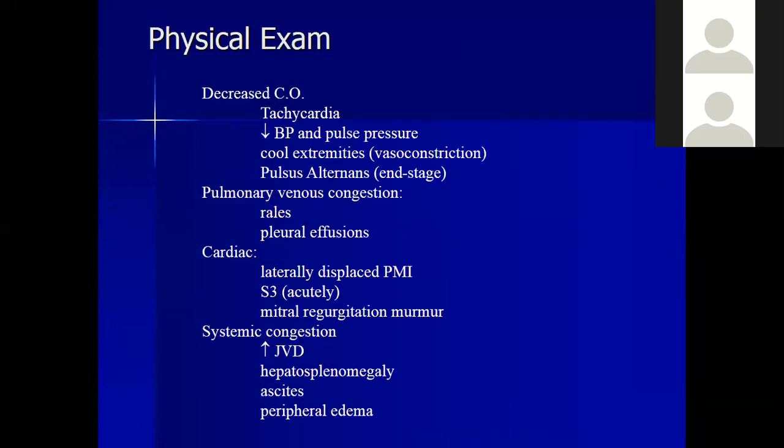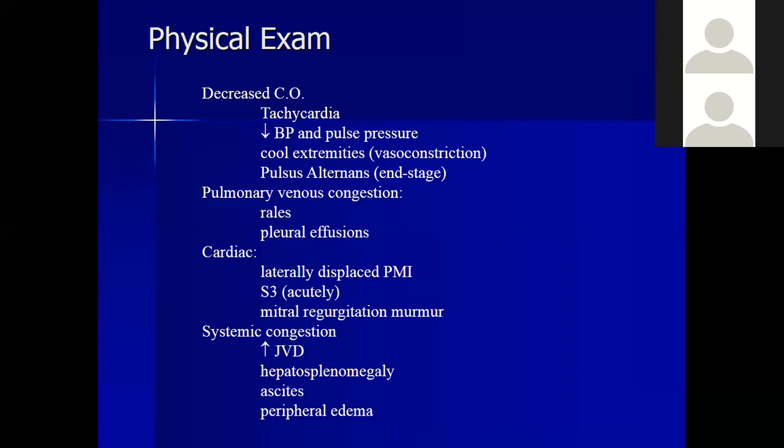What is the physical examination? When you have decreased cardiac output: tachycardia, decreased BP, decreased pulse pressure, cold extremities, and pulsus alternans, which means one beat is strong, one beat is weaker. You have pulmonary venous congestion, that means you have heart failure: raised JVP, crackles, a pleural effusion, and in the cardiac exam a laterally displaced apex beat. S3 is when you have increased filling, so you have mitral regurgitation, murmur.